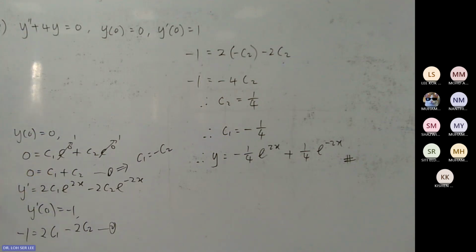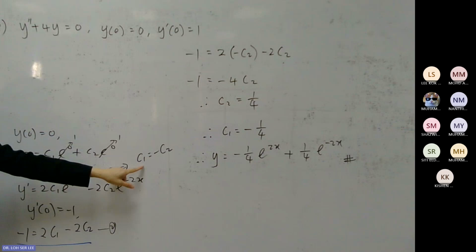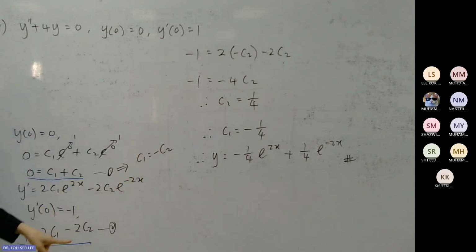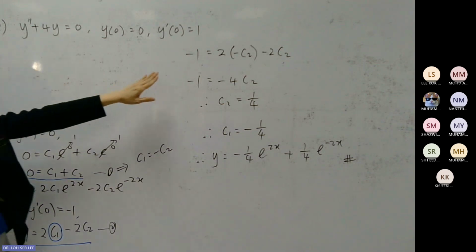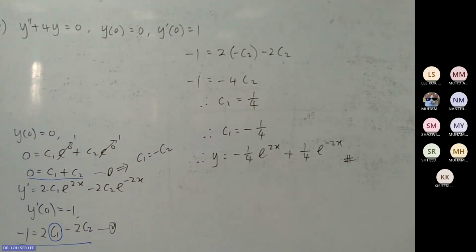Because you have two equations now. You want to solve to get C1 and C2. So this one you can write in this form: C1 is negative C2. Then for your C1, you replace it by negative C2. Now this is in a single unknown, so we can get the value of C2.